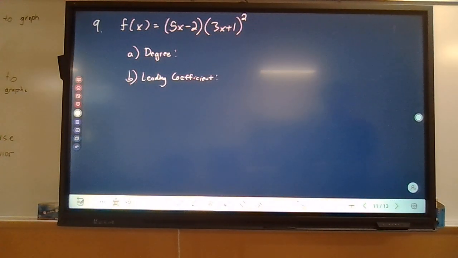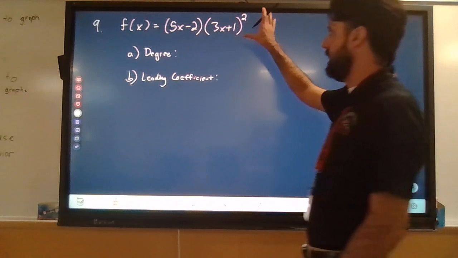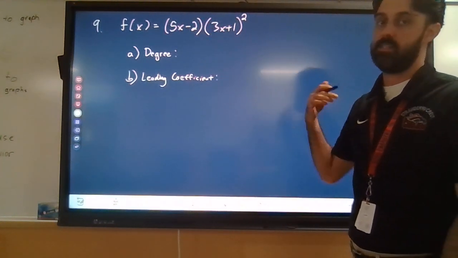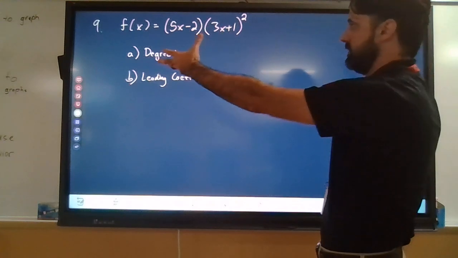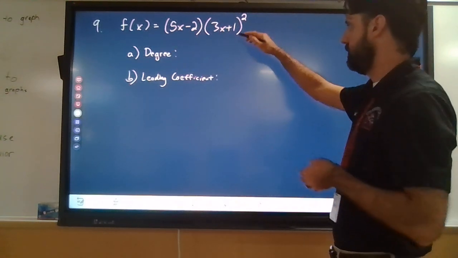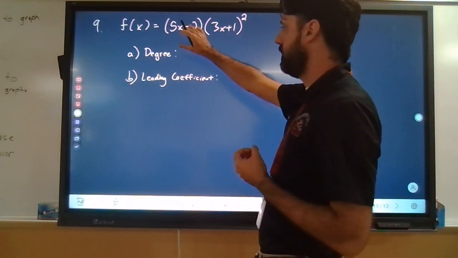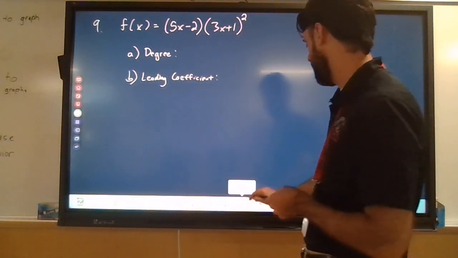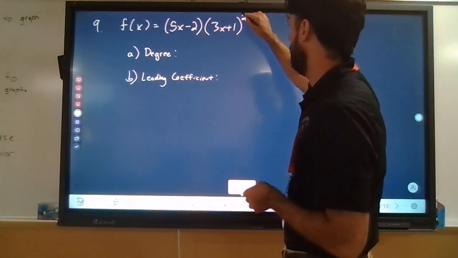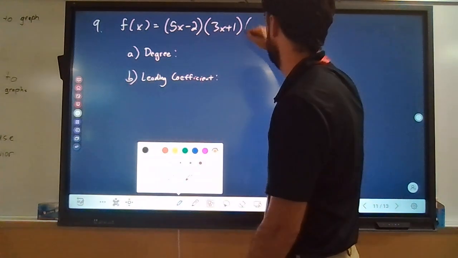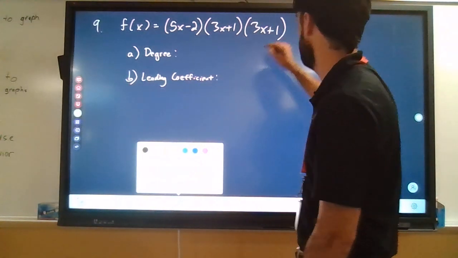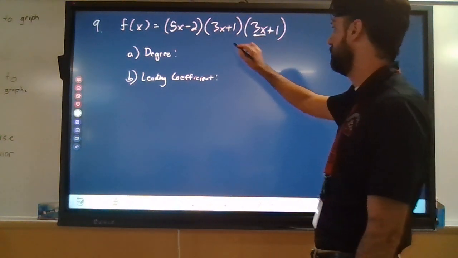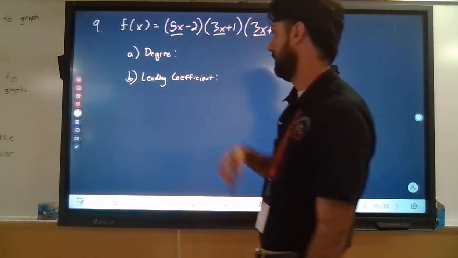All right, number 9. So we're given a polynomial in factored form, but in order to get the degree and the leading coefficient, we need this to be in standard form. Now, it would take a while to distribute all of this. So what we want to do is just figure out what the highest order term would be. To get the highest order term, I'm going to rewrite 3x plus 1 squared as 3x plus 1 times itself, 3x plus 1. And then I'm going to take the highest order, that's the biggest exponent from each grouping, and I'm just going to multiply those.